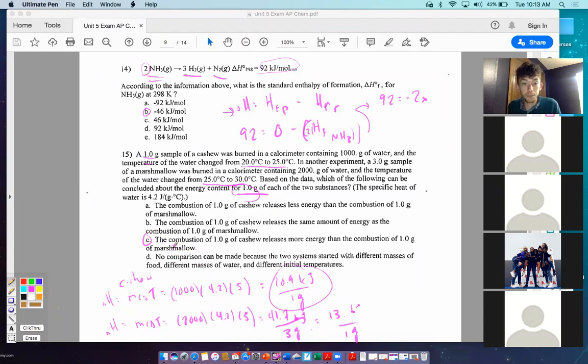Now there's a simpler way of figuring this out. In the marshmallow I have 3 times the mass of the cashew, but it was only able to heat up 2 times the amount of water by the same temperature change. So the marshmallow has to release less energy per gram than the cashew does, because I would expect 3 times the marshmallow heating up twice the amount of water to have a greater temperature change if the marshmallow was able to release more energy per gram. So you can do it mathematically, or you can think about it conceptually like that.